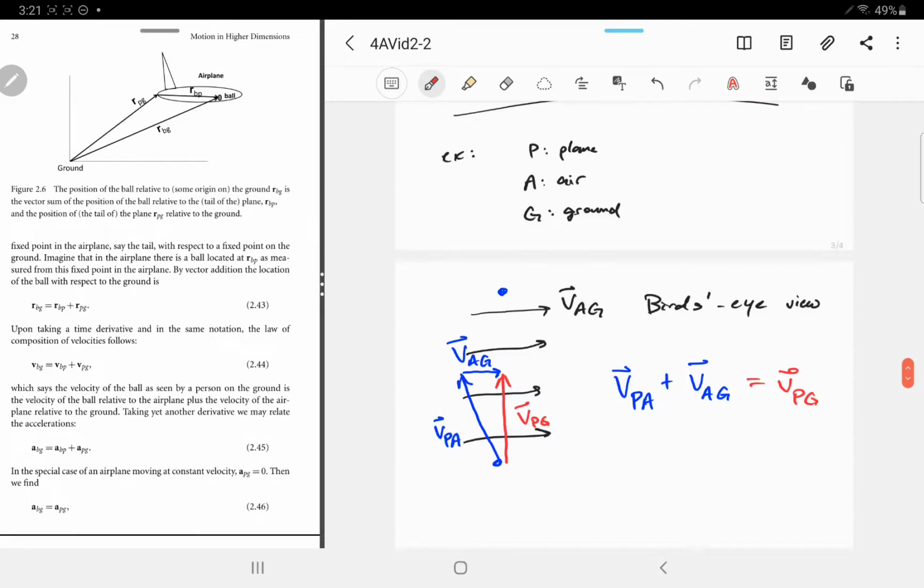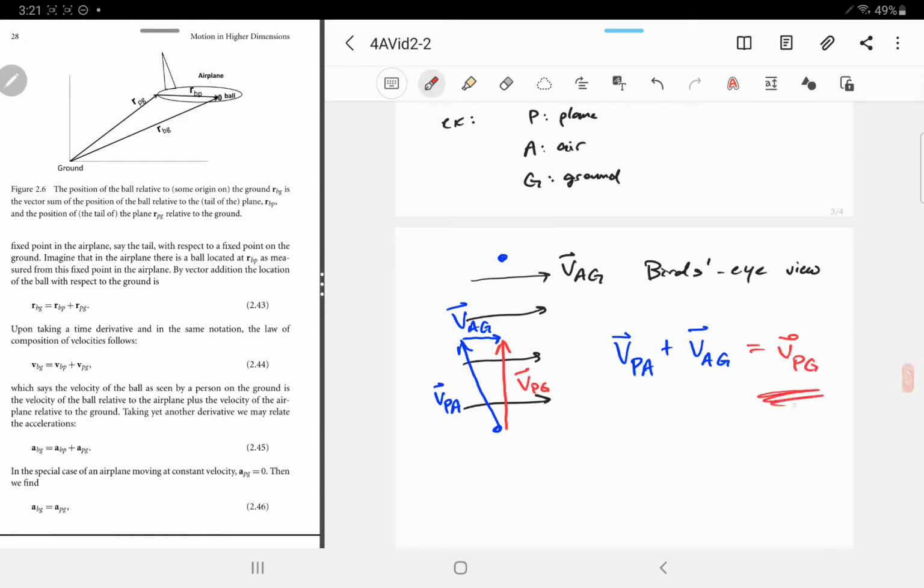So if the goal is, for example in this problem, that we want to go straight north, there should be no horizontal component to VPG. So we're going to point in whatever direction is required so that the horizontal component of our vector is going to exactly cancel out the air. A plane is probably going really fast, maybe 200 or 300 meters per second, and the air is only going 10 meters per second. So you don't have to correct by much. But this will help you figure out exactly what angle you need to change your direction.